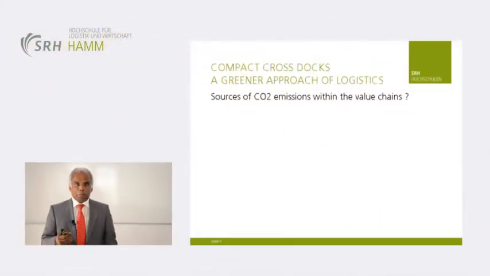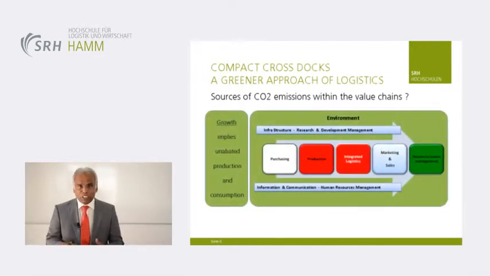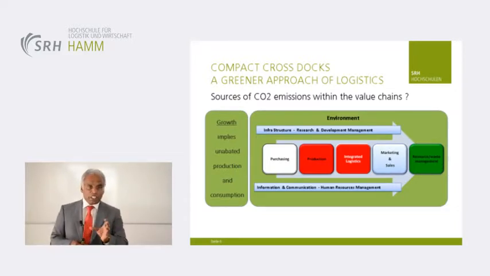Now let's look at the source of carbon dioxide emissions within the value chain. Michael Porter has described the value chain of an organization as primary and secondary business processes. If you look at the primary business processes, production and integrated logistics are two major emitters of carbon dioxide. And within integrated logistics, distribution is one of the important components. And when you talk about distribution, we come to the aspect of cross-docking.